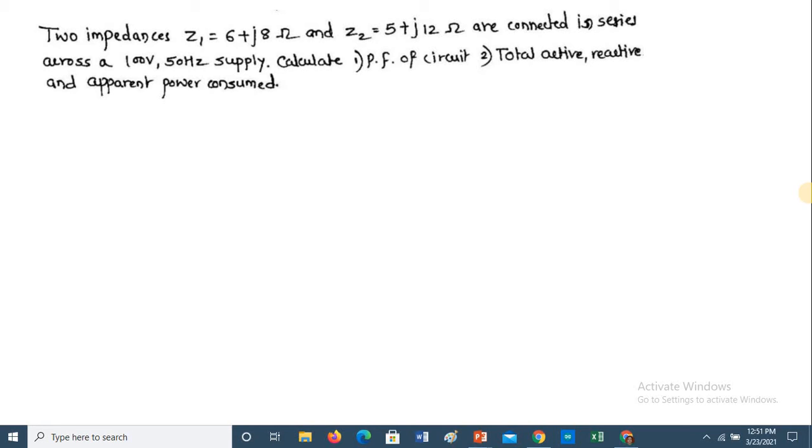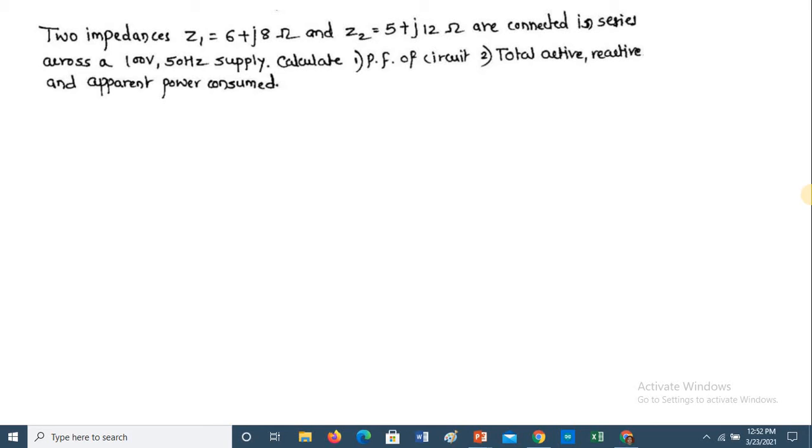When they are connected in series, it is similarly behaving like resistance. So when two resistances are connected in series, say R1 and R2, how do we calculate the total resistance? R1 plus R2. Similarly, we are taking these two impedances Z1 and Z2 connected in series. So the total impedance we want to find out. Total impedance Z will be equal to Z1 plus Z2, and I want to add their values.